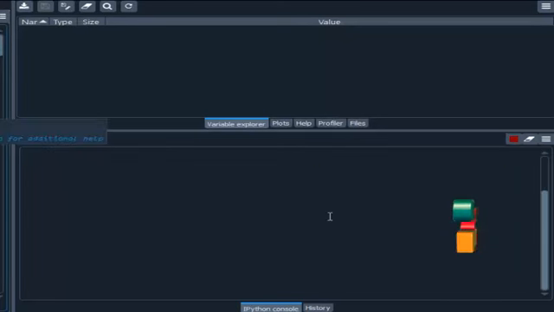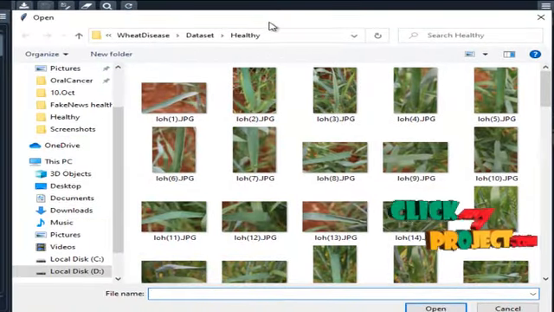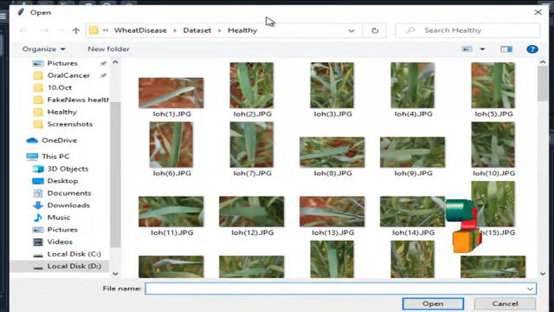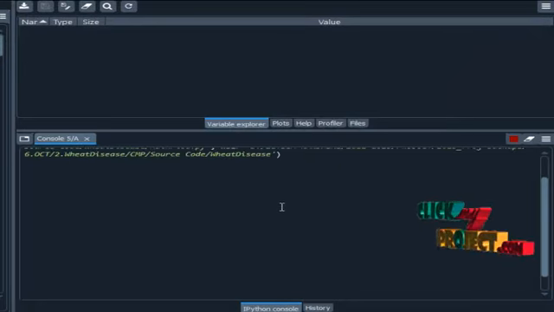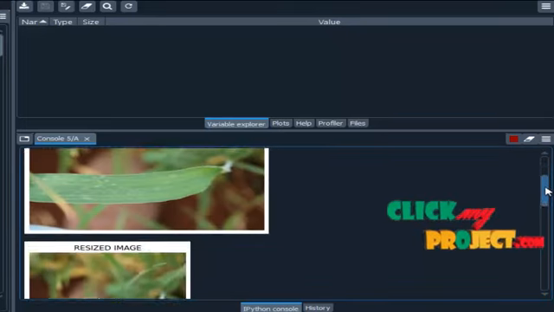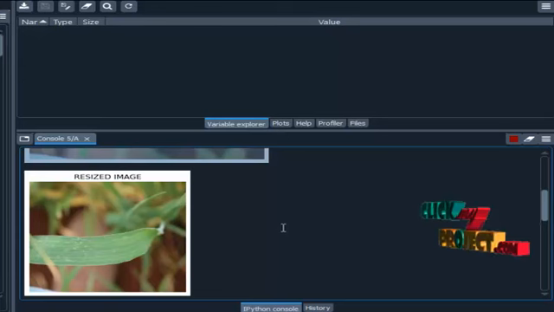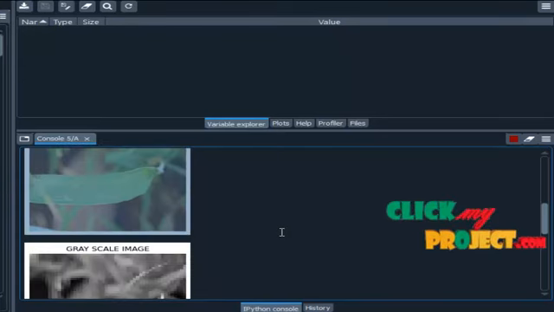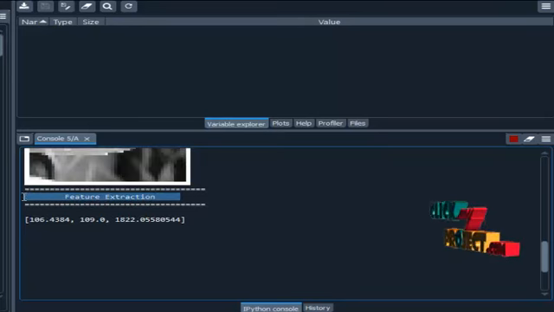Now we are going to discuss the demo of our project. We run our project in the Spyder IDE from Anaconda Navigator. Here we choose one input image from our dataset. This is our input image chosen from our dataset, and pre-processing, that is resizing the original image and grayscale conversion. Then feature extraction.